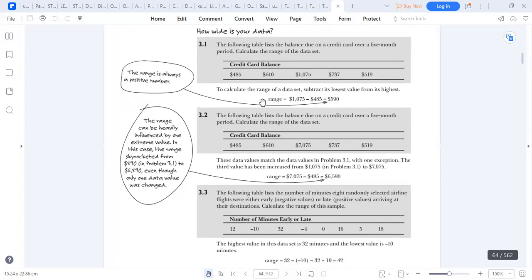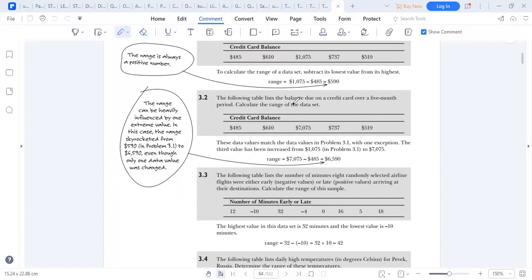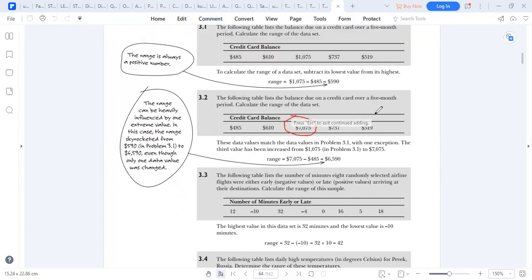Okay. So we're also given a list of values for a 5-month period here, 485, 610, 775, etc. So from the data set, how are we able to find the range? So you can see here, just identify the highest value here. The highest value is 775, and the lowest value here is 485. So you can see the range is simply the difference between the highest value and the smallest value.